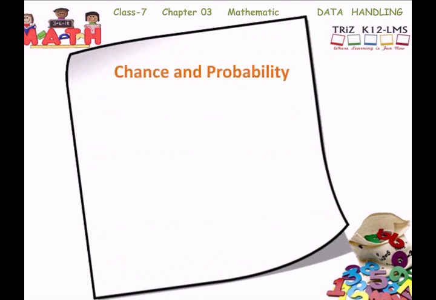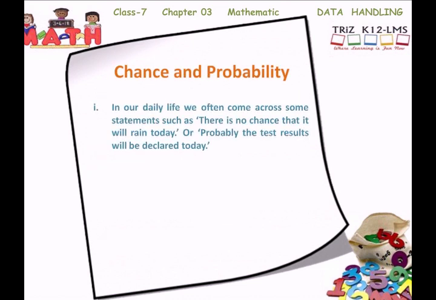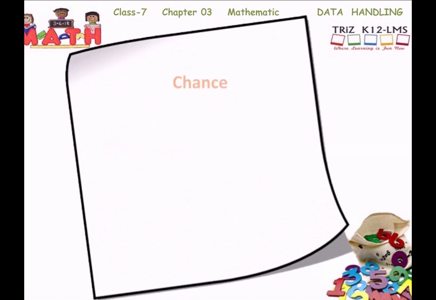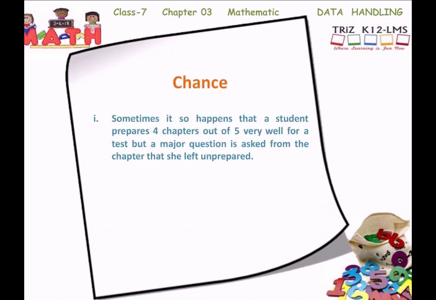Chance and probability. In our daily life, we often come across some statements such as, "There is no chance that it will rain today," or "Probably the test results will be declared today." In our life, there are certain things which may or may not happen. Chance. Sometimes it so happens that a student prepares 4 chapters out of 5 very well for a test, but a major question is asked from the chapter that she left unprepared.